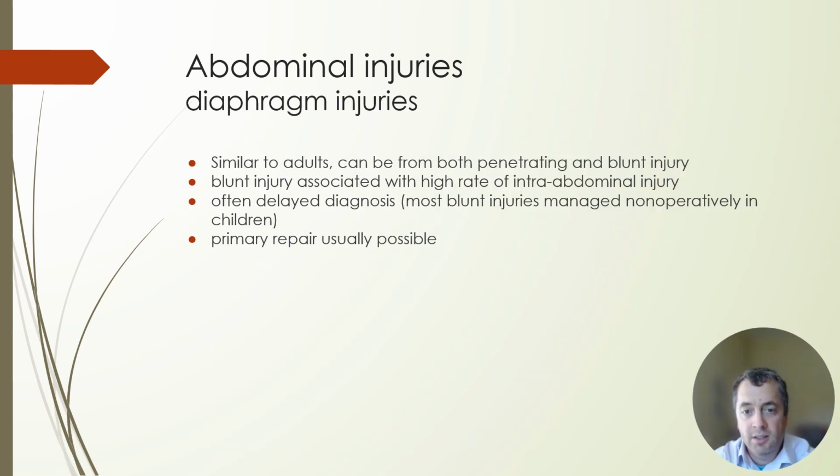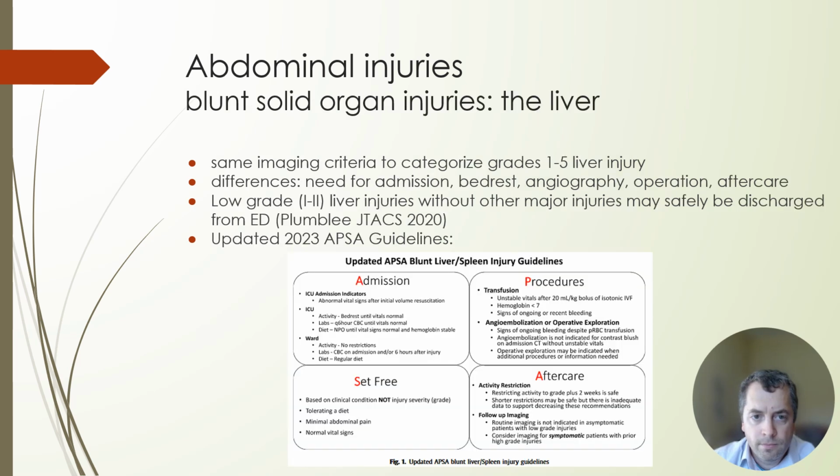Diaphragm injuries are diagnosed and managed largely similar to how you're practicing in adults. And again, similar to those, the diagnosis is often delayed. Moving on to the liver. The same imaging criteria are used to categorize liver injuries into grades 1 to 5. The differences are in management regarding the need for admission, need for bed rest, angiography, operation, or aftercare.